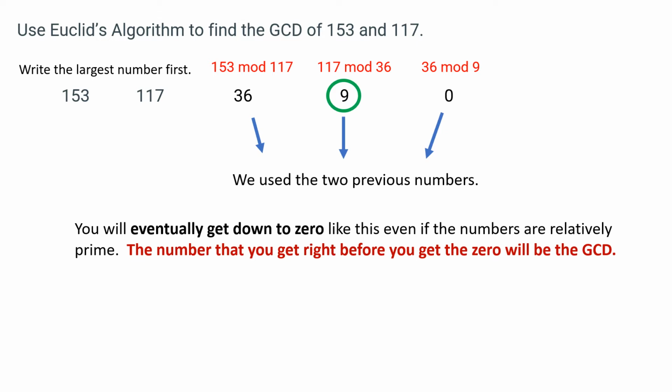Okay, so we start with the two numbers, write the largest one first, and then we continually take the last two numbers and do this mod operation on them, and keep getting smaller and smaller numbers till we get down to 0, and then back up 1, because the number that you get right before 0 is going to be the GCD. So we would say the GCD of 153 and 117 is 9.